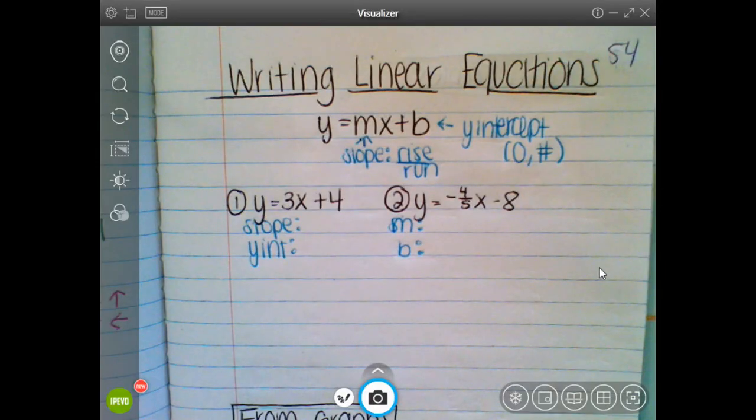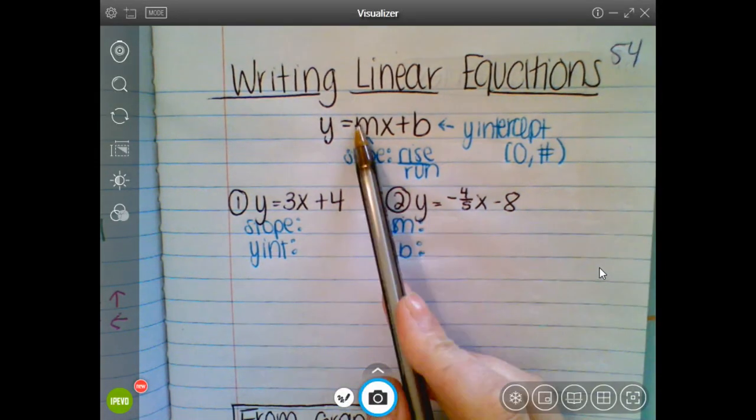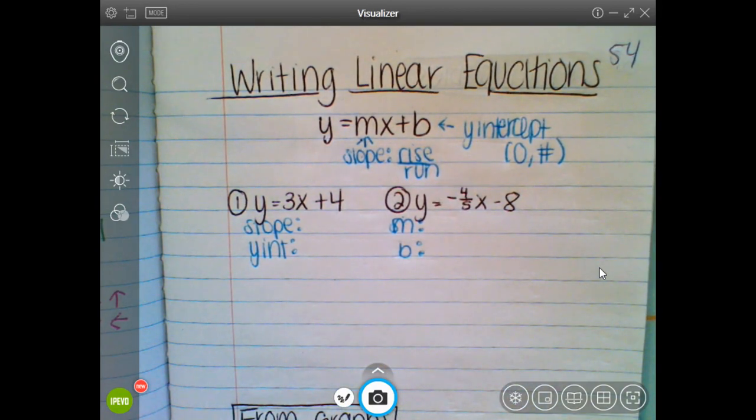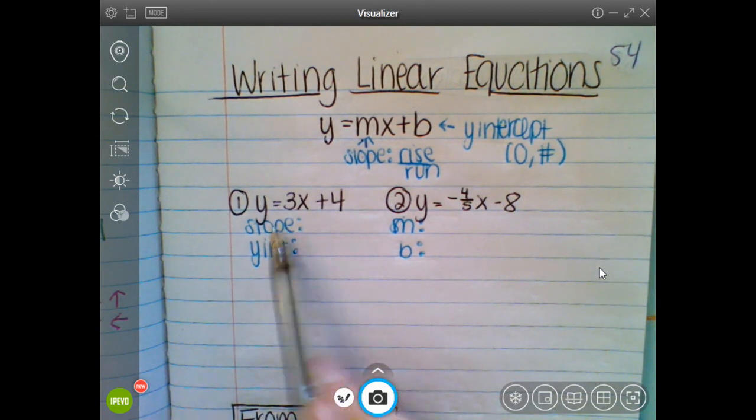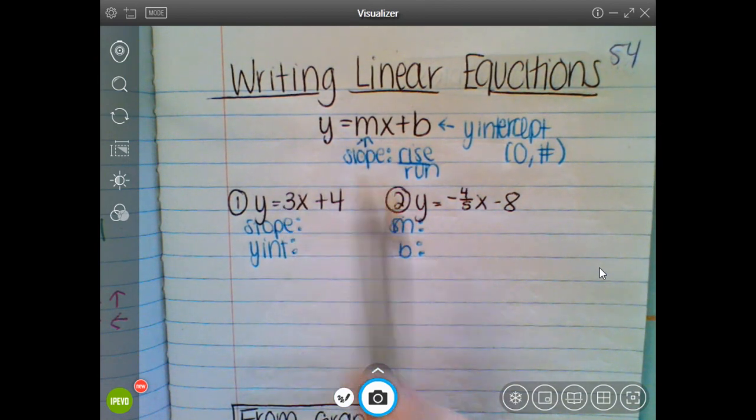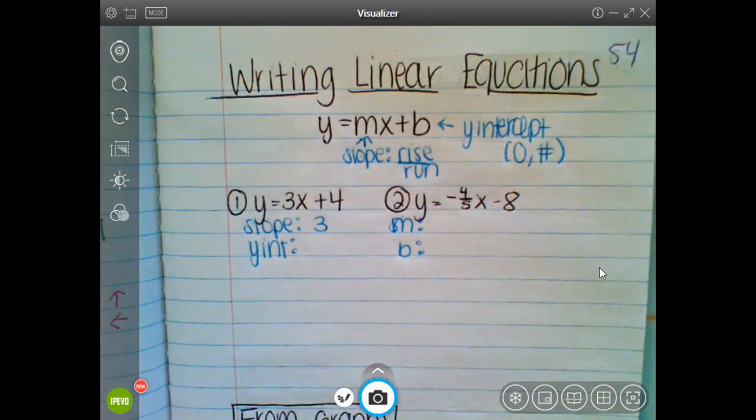So regardless of whatever letters or names they give you, you have to recognize that m and slope are the same and b and y-intercept are the same. So the slope of this one, it's in y equals mx plus b. So the slope is wherever the m is. So it's in front of the x. So the slope here would be 3.